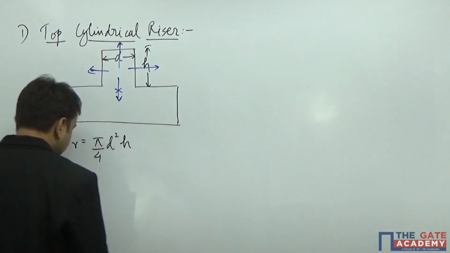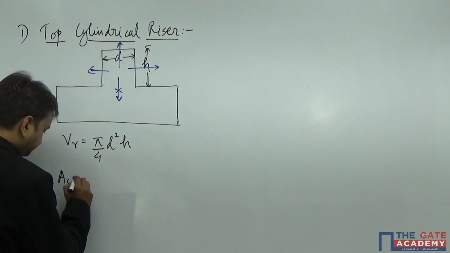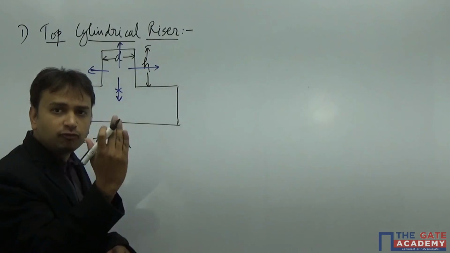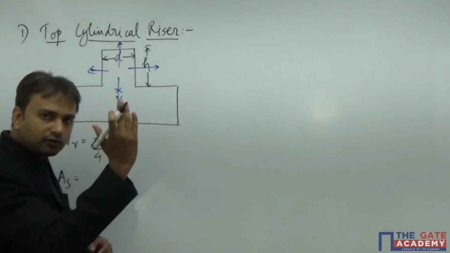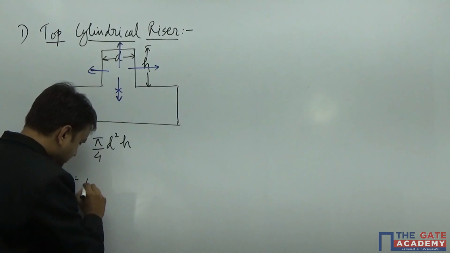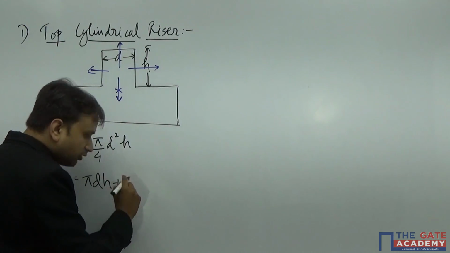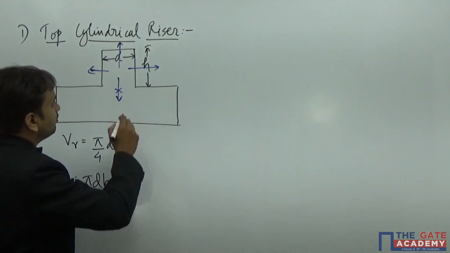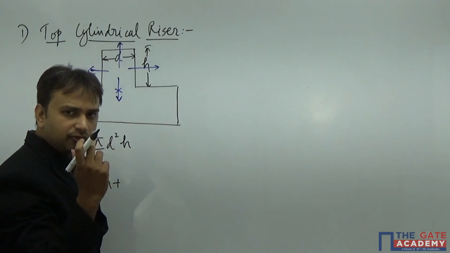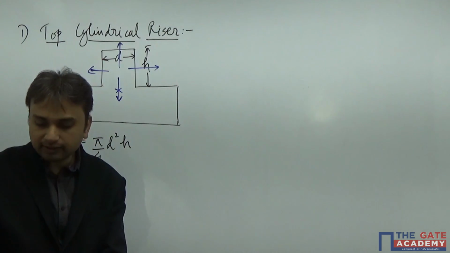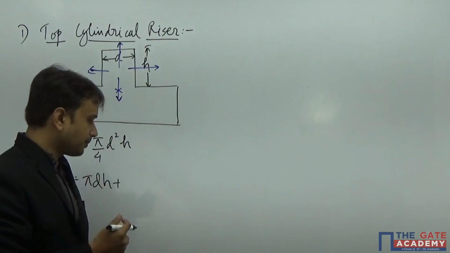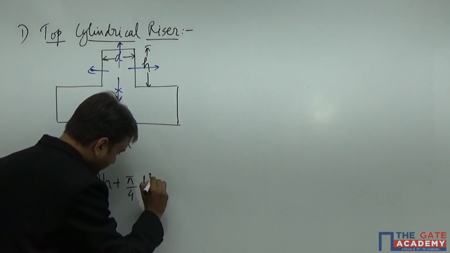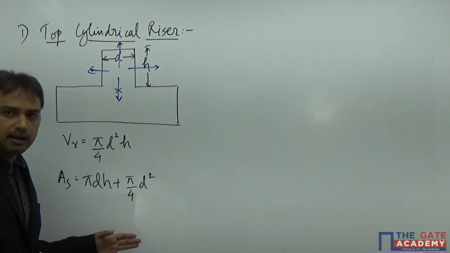So I'm going to write the same over here. The surface area: this side is nothing but the wall of the cylinder, so its surface area is pi dh. Very good. And what about the surface area at the top? It would look like a circle. What is the area of the circle? It is pi by 4 d square. That's all. So pi dh plus pi by 4 d square.